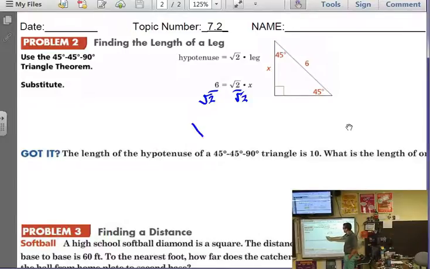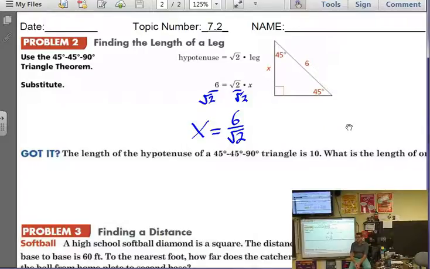Now I get a value of x equals 6 divided by radical 2. That's kind of weird, right? Having a division by a radical. You can't. You've got to get rid of it. Hold on. So what could I do to get rid of the radical in the denominator?